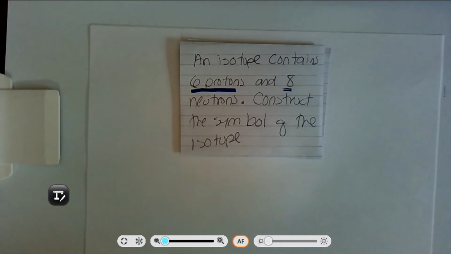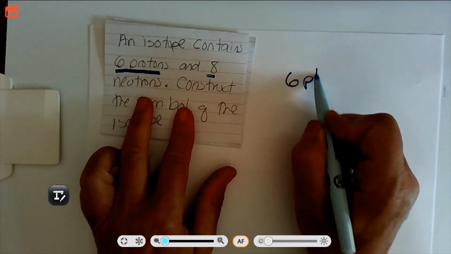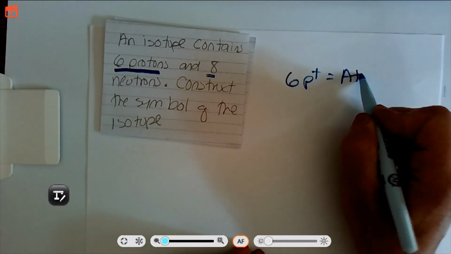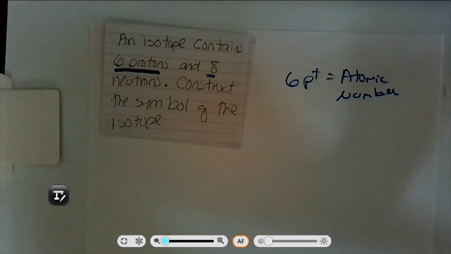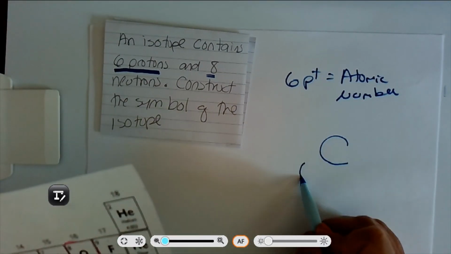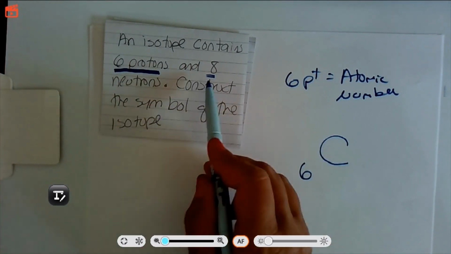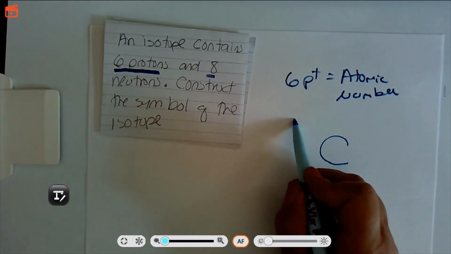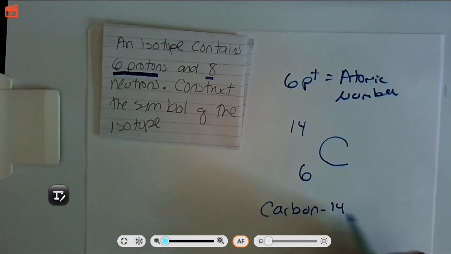Let's do a quick practice problem. Let's just say that this was a typical problem. An isotope contains 6 protons and 8 neutrons. Construct the symbol of the isotope. When you see 6 protons, you've got to know that is your atomic number. So straight away, you can look up your periodic table and say atomic number 6, that's carbon. So you know you've got a 6, and you know the atomic number goes down here. All you've got to figure out now is the mass number. And the mass number is made up of protons and neutrons. 6 plus 8 is 14. That's the mass number. And this is the notation for carbon-14.